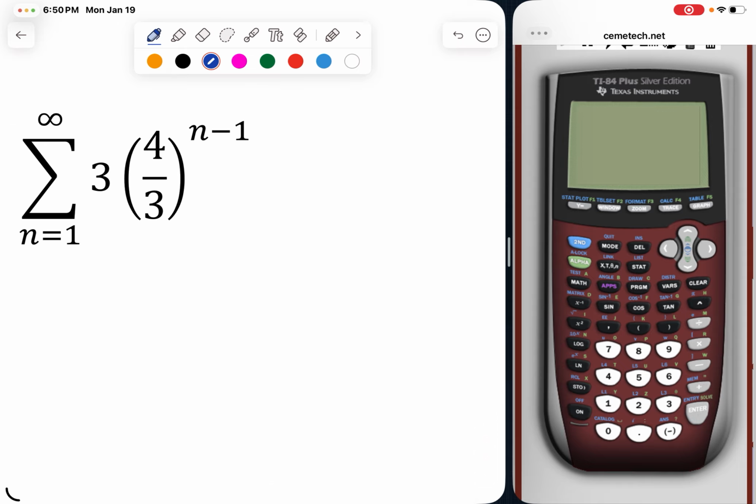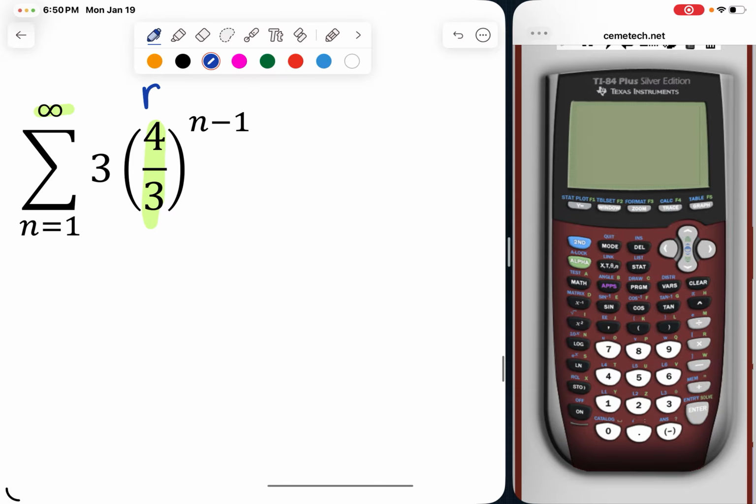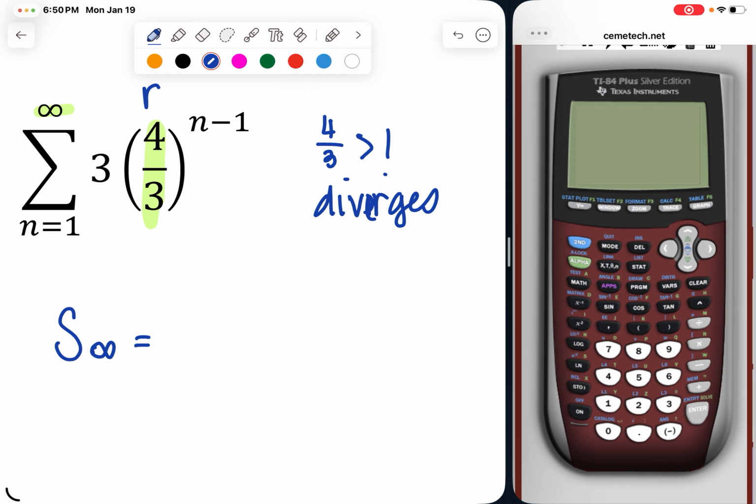All right, let's look at this next one right here. I see that it's an infinite series. It's geometric. So now I need to know if it converges or diverges. Looking at it, r is 4/3. 4/3 is greater than 1. So this diverges. That's not how you spell diverges. I think it's this. So we can't find the sum.